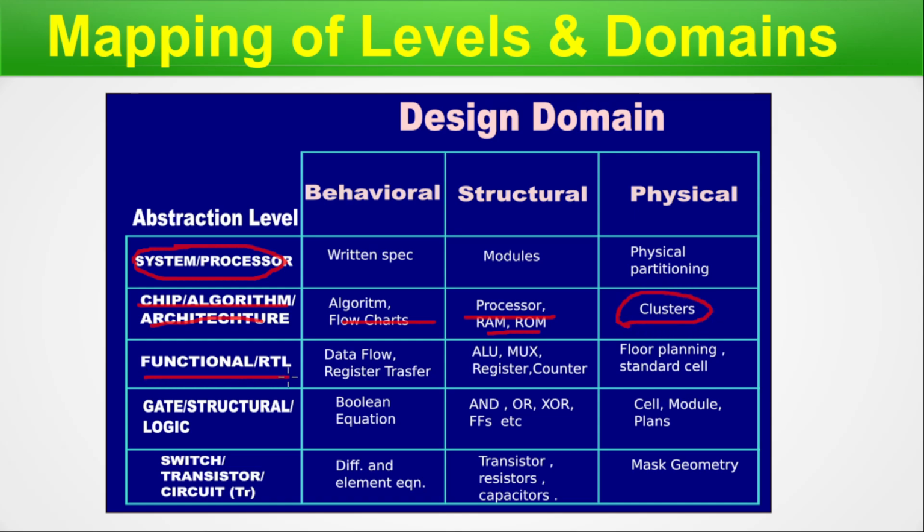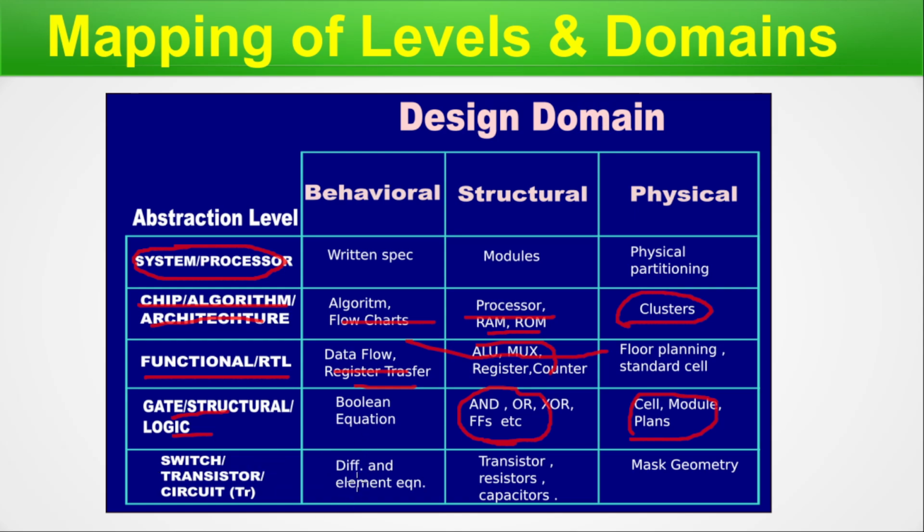Then functional or RTL level, data flow, register transfer, that's defined in the behavioral domain. And structural domain, ALU, muxes, register, counter, which are used. So more detailing. And physical domain, floor planning, standard cell. And then structural logic or logic level, that is defined by Boolean equation. And then in structural domain, it's AND, OR, flip-flops, etc. These are required to realize these Boolean equations. And then cell, module, plans, these are defined here. And at final, switch, transistor, circuit. This is the lowest level of abstraction.